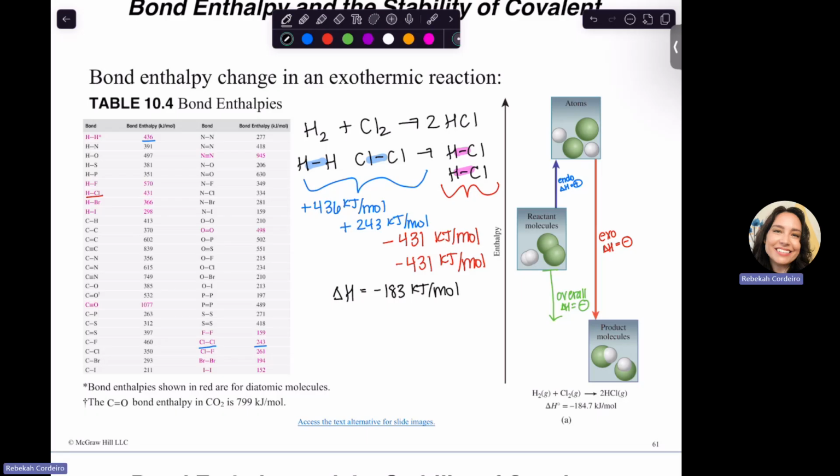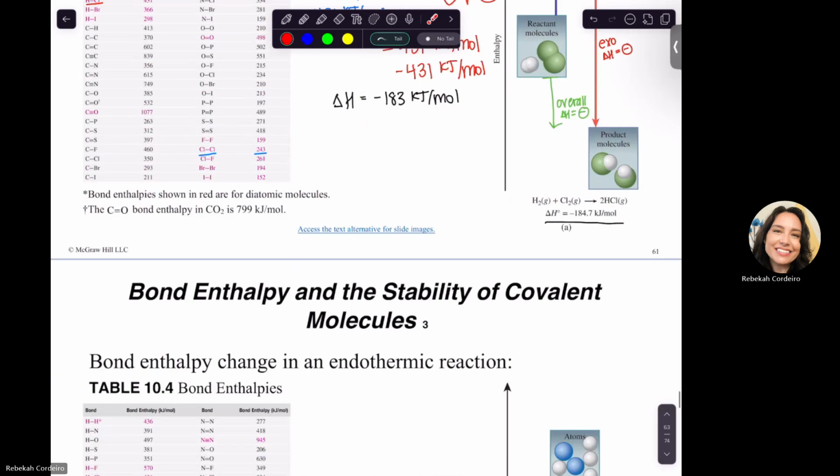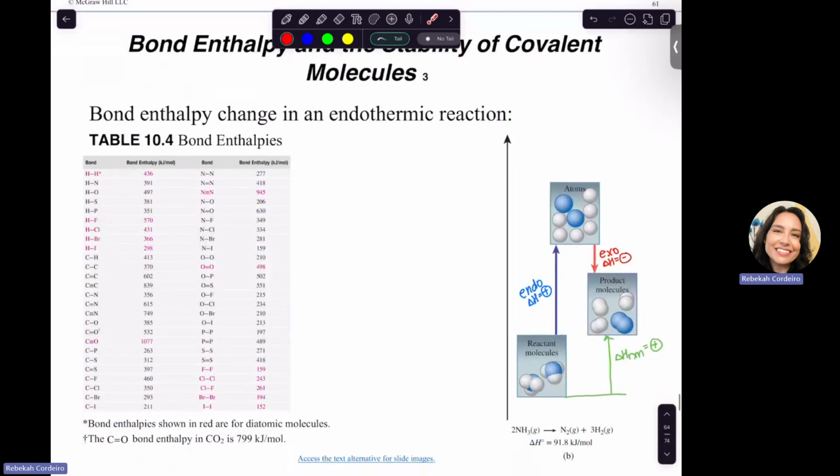And we can see that it's very close to the actual value that they're showing us at the bottom right here. It just depends on the significant figures of the table that you're given. So why don't you try this one, 2NH3 goes to N2 plus 3H2. Pause it, and then come back.